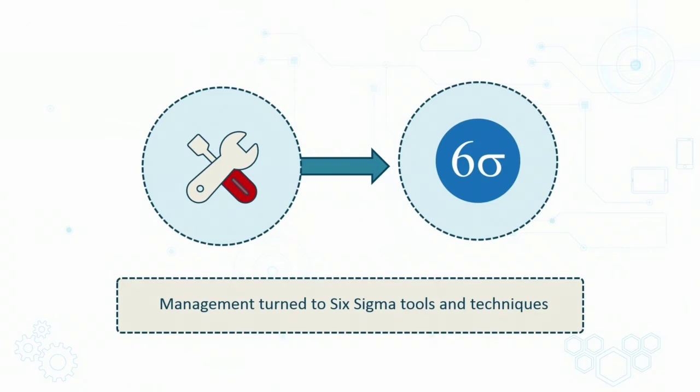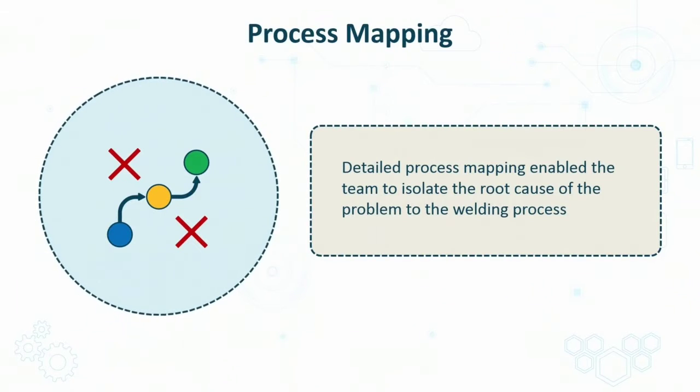A cross-functional team was formed. The team spent time on the shop floor observing the process and talking to the workers. Measurements were taken of temperatures, PVC thicknesses, and tolerances in order to perform the rigorous analysis demanded by Six Sigma. Detailed process mapping enabled the team to isolate the root cause of the problem to the welding process.